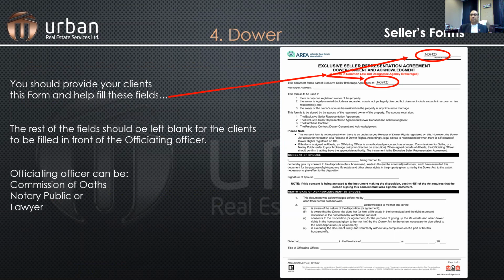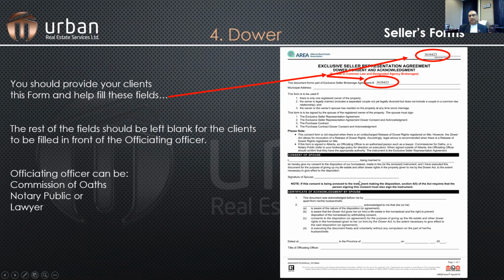You should provide an agreement number on top, which is the same as your listing agreement, and keep these forms. You can fill the municipal address on this so that you know this form is not used for other reasons for some other property by someone else. And the rest of the fields should be filled in front of the officiating officer, the one who's going to verify this. So don't fill it for them.